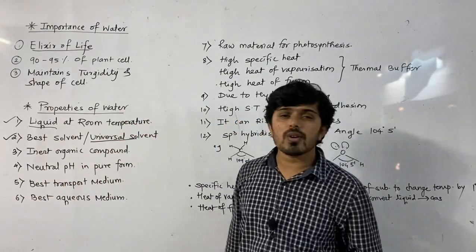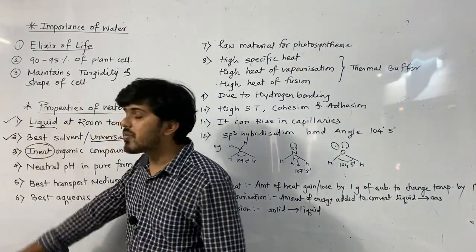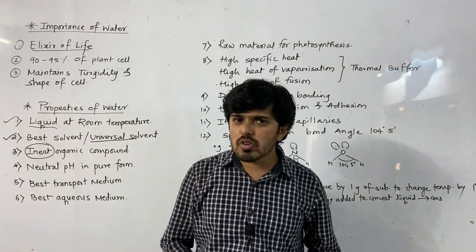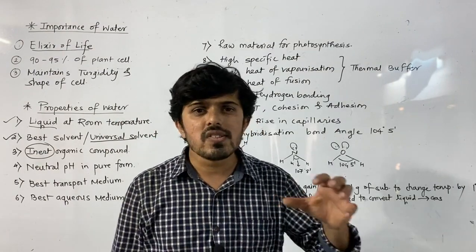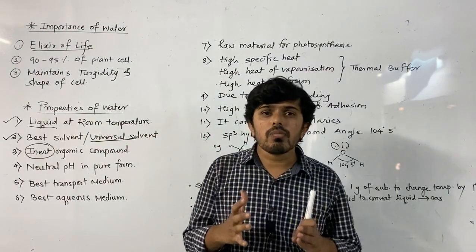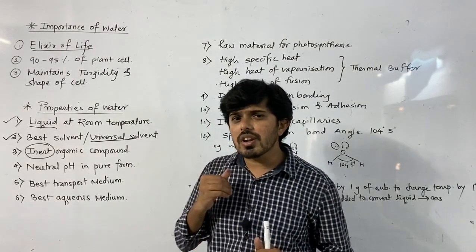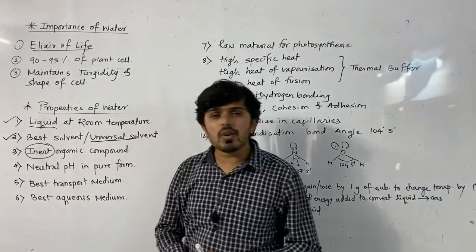Water is an inert organic compound. It's an organic compound, but what does the word inert represent? See, in the periodic table you know inert gases. Actually, these inert compounds do not easily react because they are stable. Similarly, in normal condition, water is very stable. It means it cannot react easily. It is very unreactive. Hence, it is considered an inert organic compound.